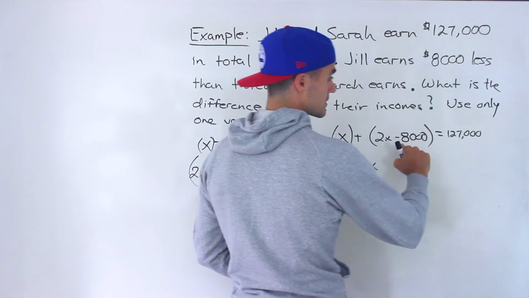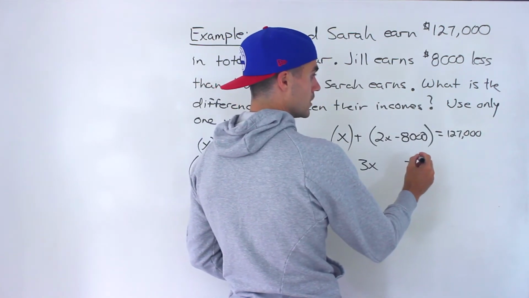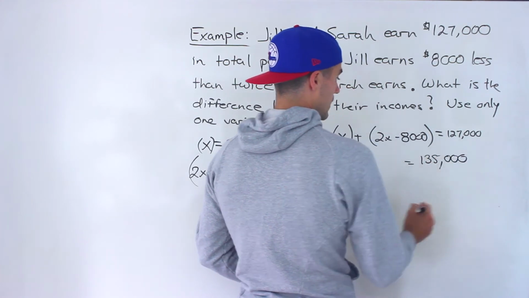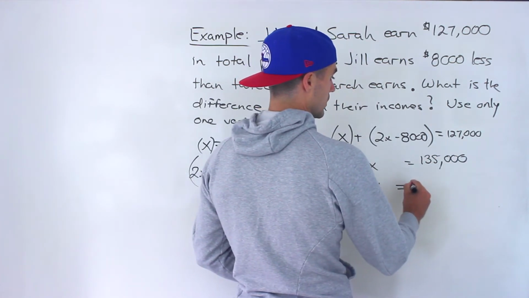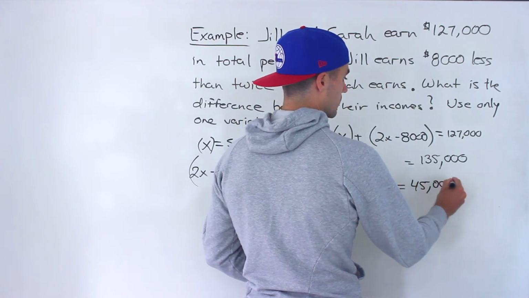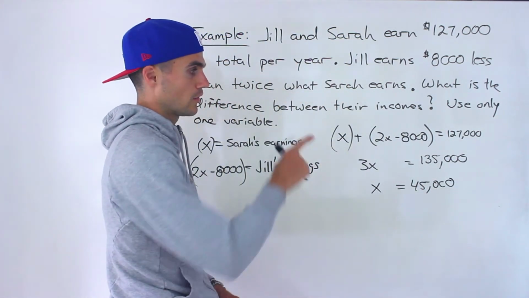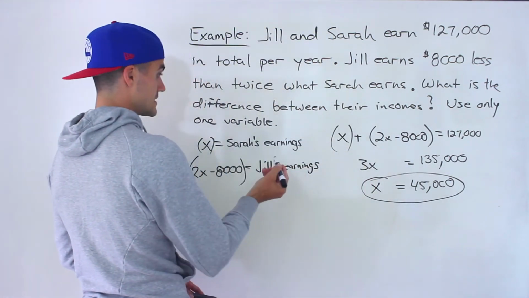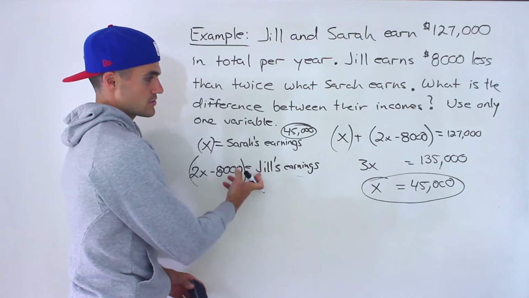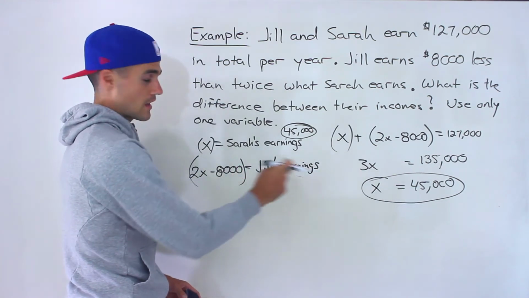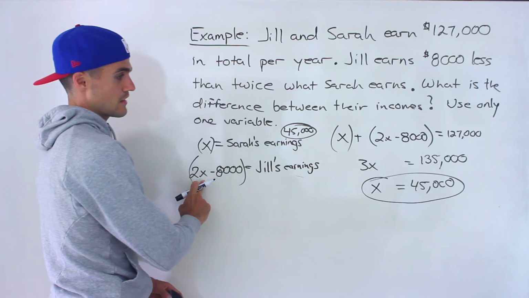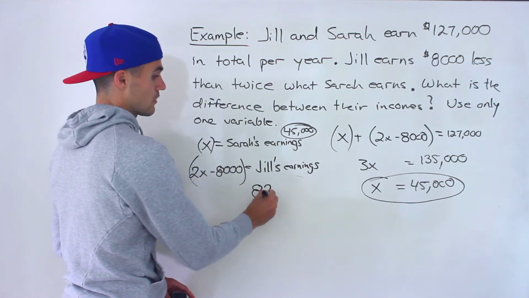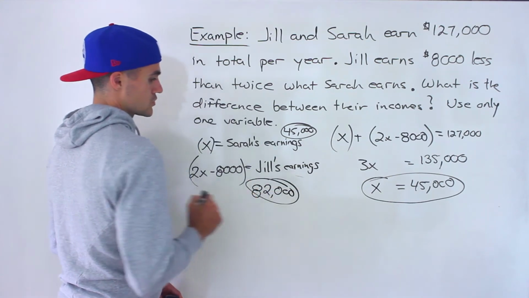127,000 plus 8,000, this becomes a positive when we bring it over, would be 135,000. X would be 45,000 when we divide by 3. 135,000 divided by 3 is 45,000. So this here ends up being Sarah's earnings. And then to get to Jill's earnings, we would just take that 45,000 and plug it in here. So 2 times 45,000, which is 90,000, minus 8,000 would give us 82,000 for Jill's earnings.